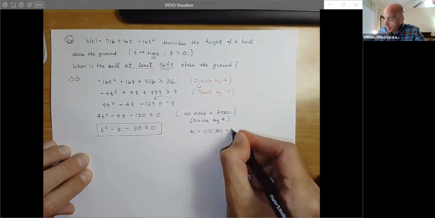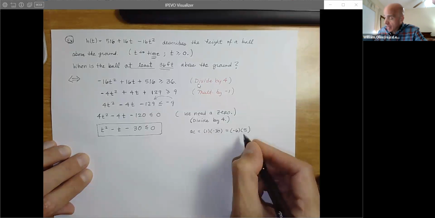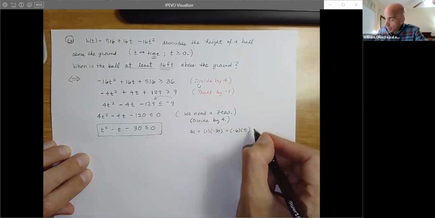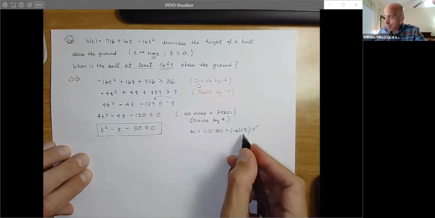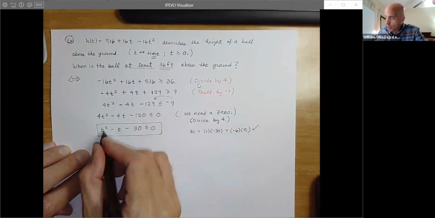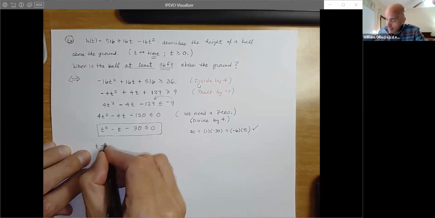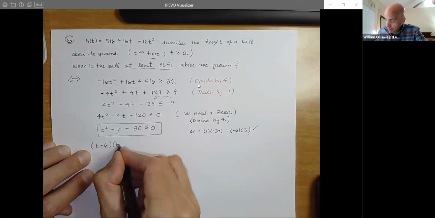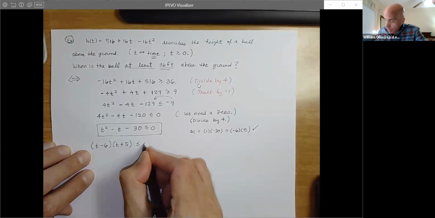We can just write that as a -6 times a 5. And if that's the Z and that's the W, we get the -1. So that'll work. Now, this doesn't require the fancy factoring by grouping because we have a leading coefficient of 1. So now we have t minus 6 times t plus 5 has to be less than or equal to 0.